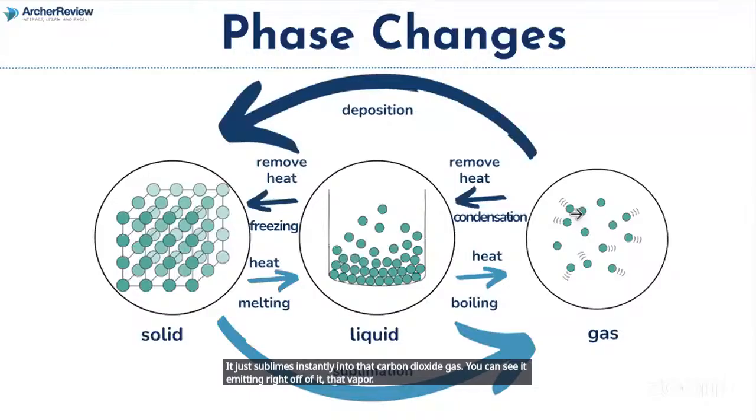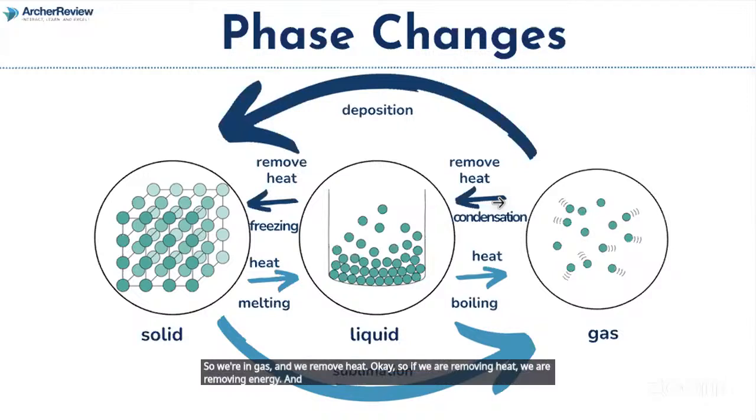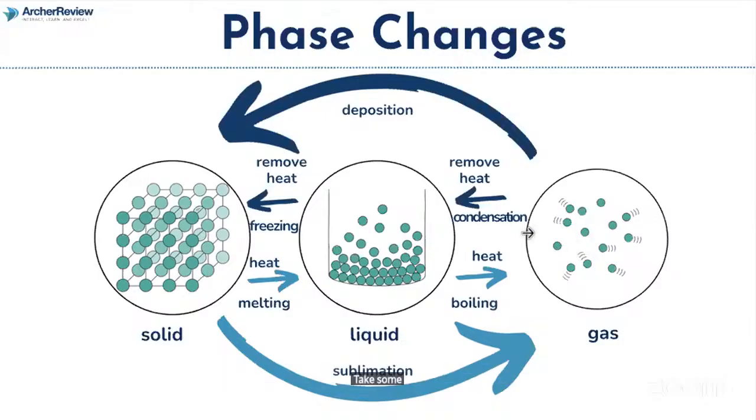Okay, let's go ahead and go the other direction. So let's do the dark arrows. Let's start on the gas side this time. So we're in gas and we remove heat. Okay, so if we are removing heat, we are removing energy. And if we're removing energy, then those crazy gas particles that are rambunctious, take some energy away from them. What's going to happen? Well, they slow down a little bit.